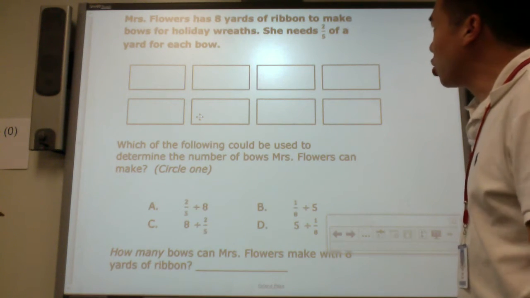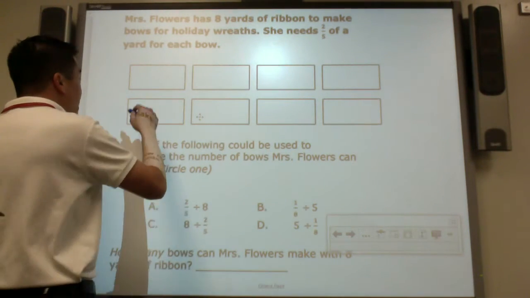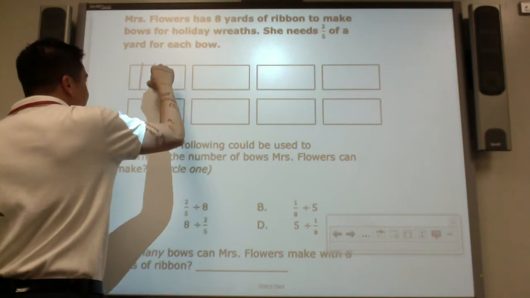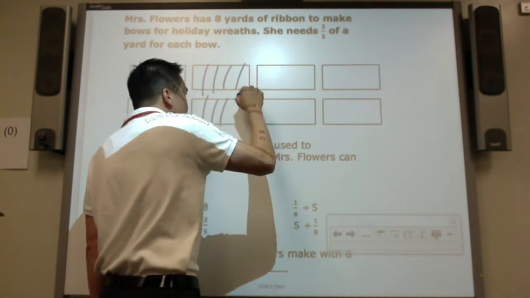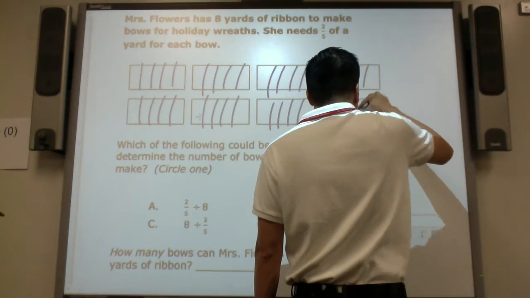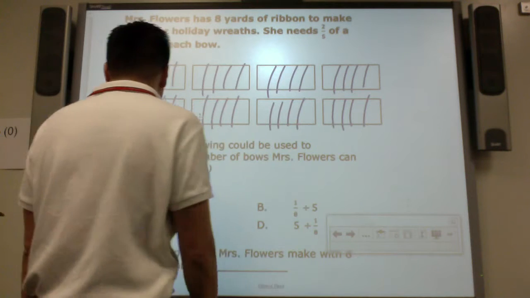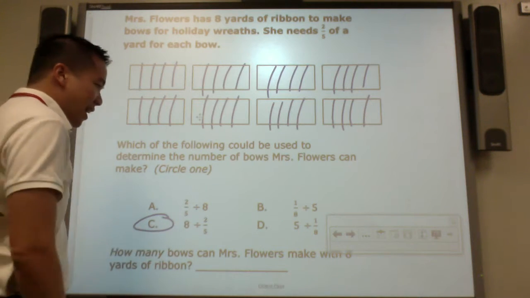Mrs. Flower has 8 yards of ribbon to make bows for a holiday wreath. She needs 2/5 of a yard for each bow. So let's divide this into fifths. Which of the following could be used to determine the number of bows? So she started with 8 yards. She's dividing it into 2/5. C is the answer again.